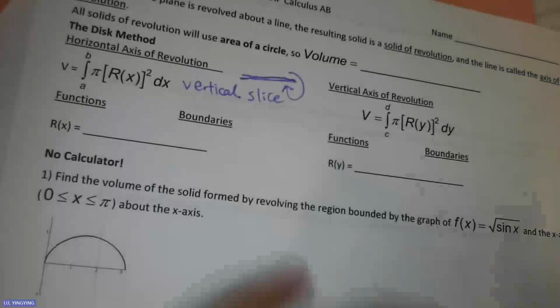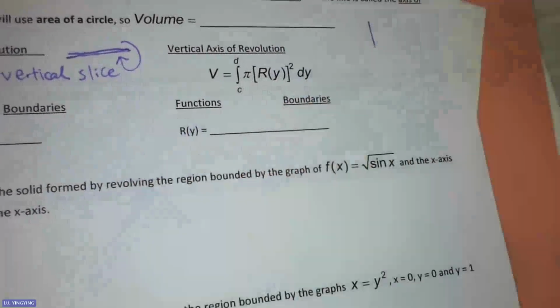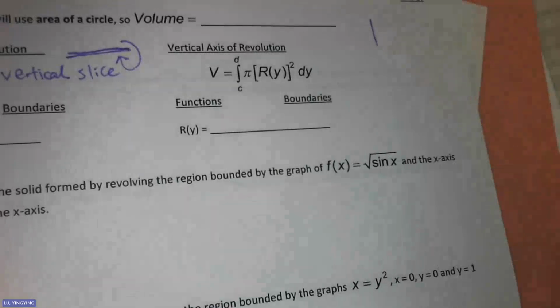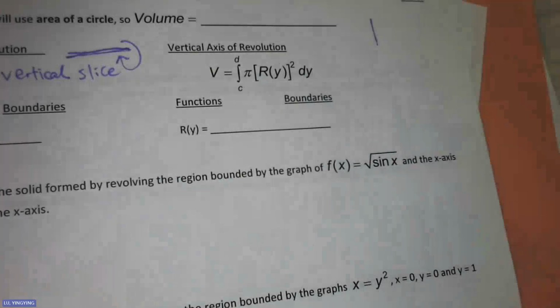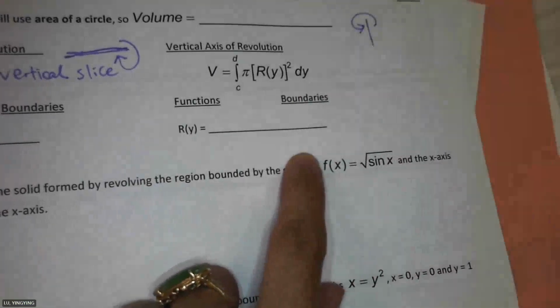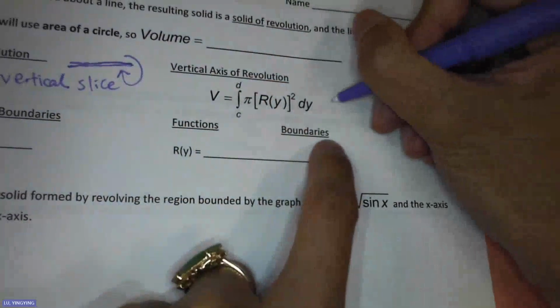And if you have a vertical axis of revolution, this is like people spinning basketballs. Usually it's spinning vertically, a vertical axis of revolution. So therefore it's a horizontal slice. It's kind of like this way. Okay? If I have a vertical axis of revolution, it will be a horizontal slice.